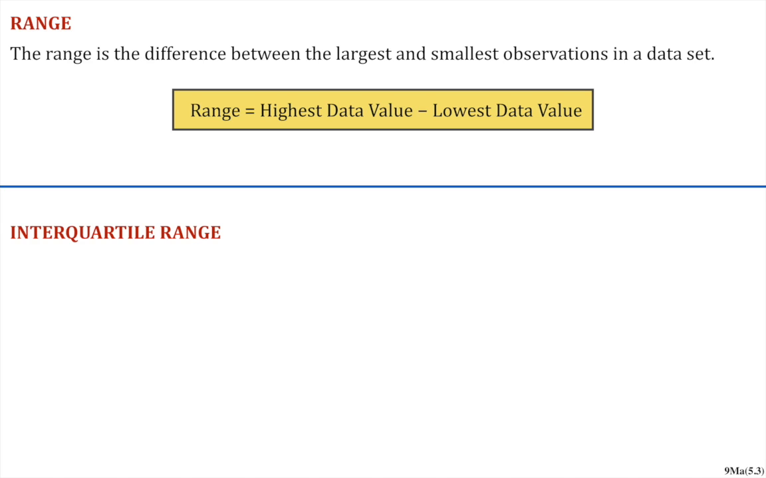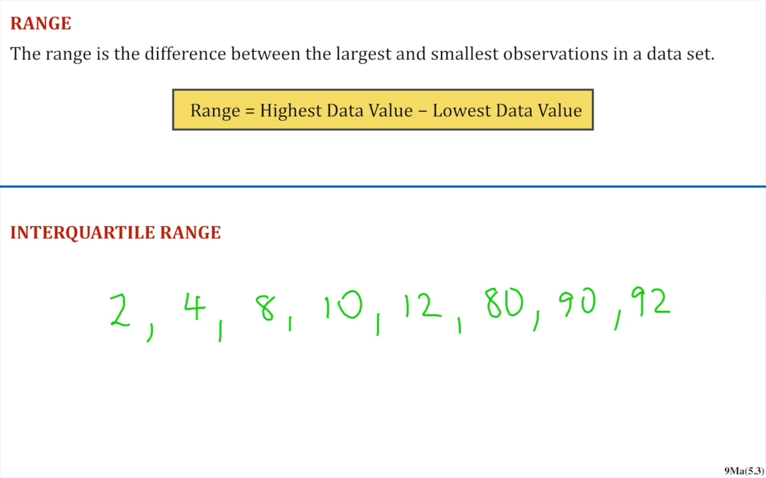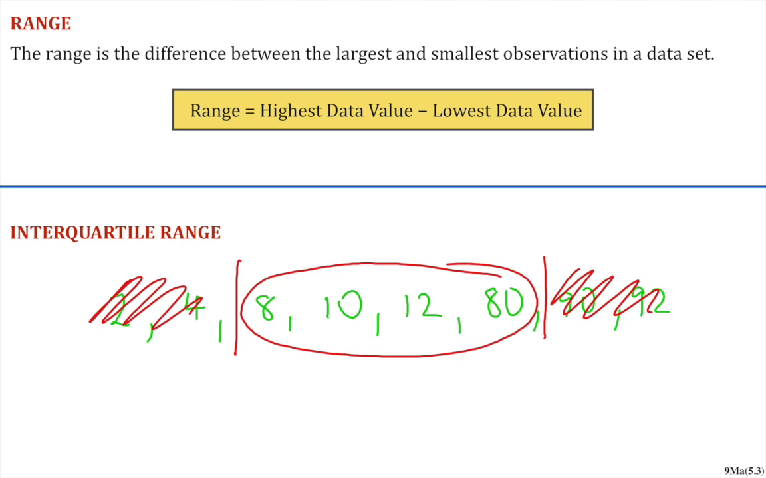Here's an example. Let's say I have a group of numbers 2, 4, 8, 10, 12, 80, 90 and 92. There's some numbers. What we actually do when we have interquartile range is we chop off the first and the last quarter. So chop off the first 25% of the numbers, the last 25% of the numbers, and we find the range of the middle 50% of the numbers. That's what it actually means. We're finding the range or the spread of the middle of the numbers.